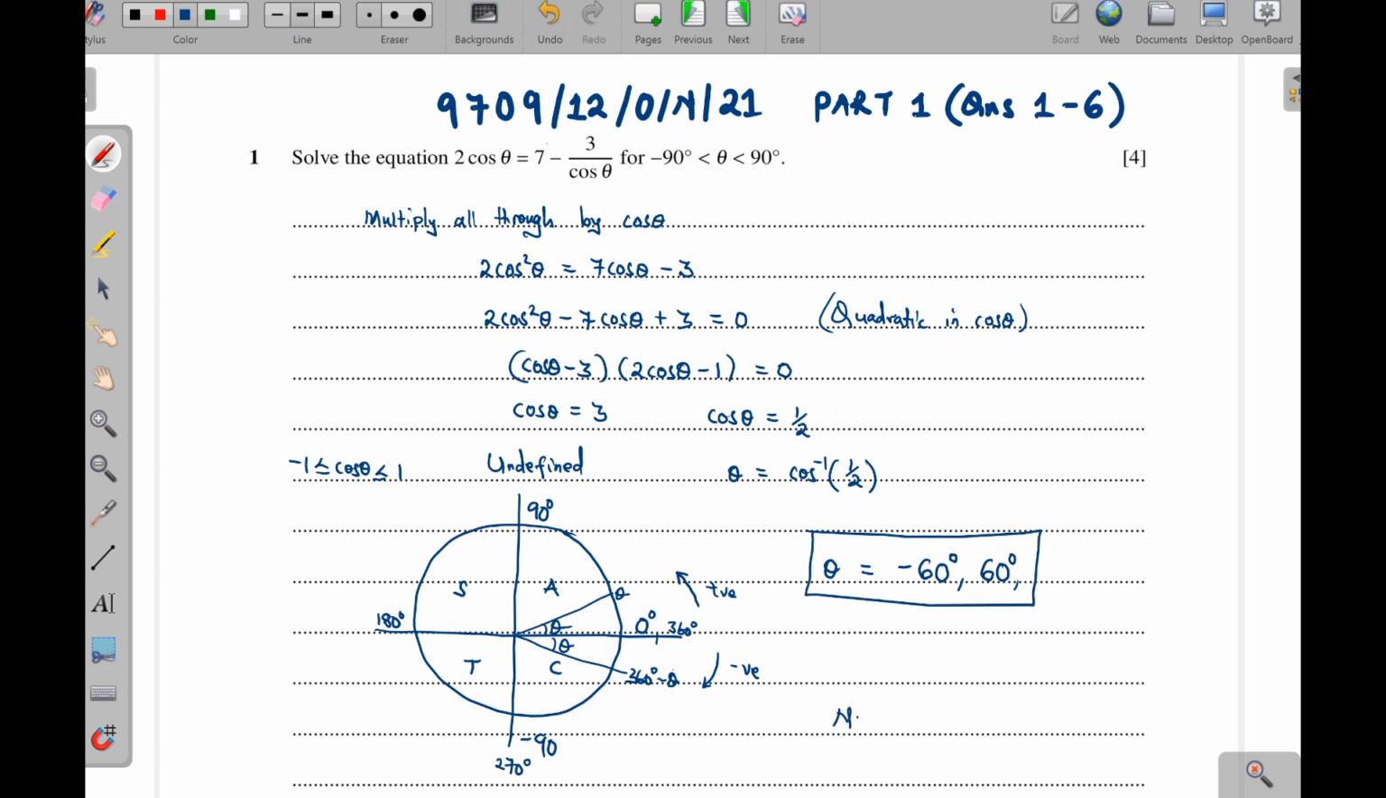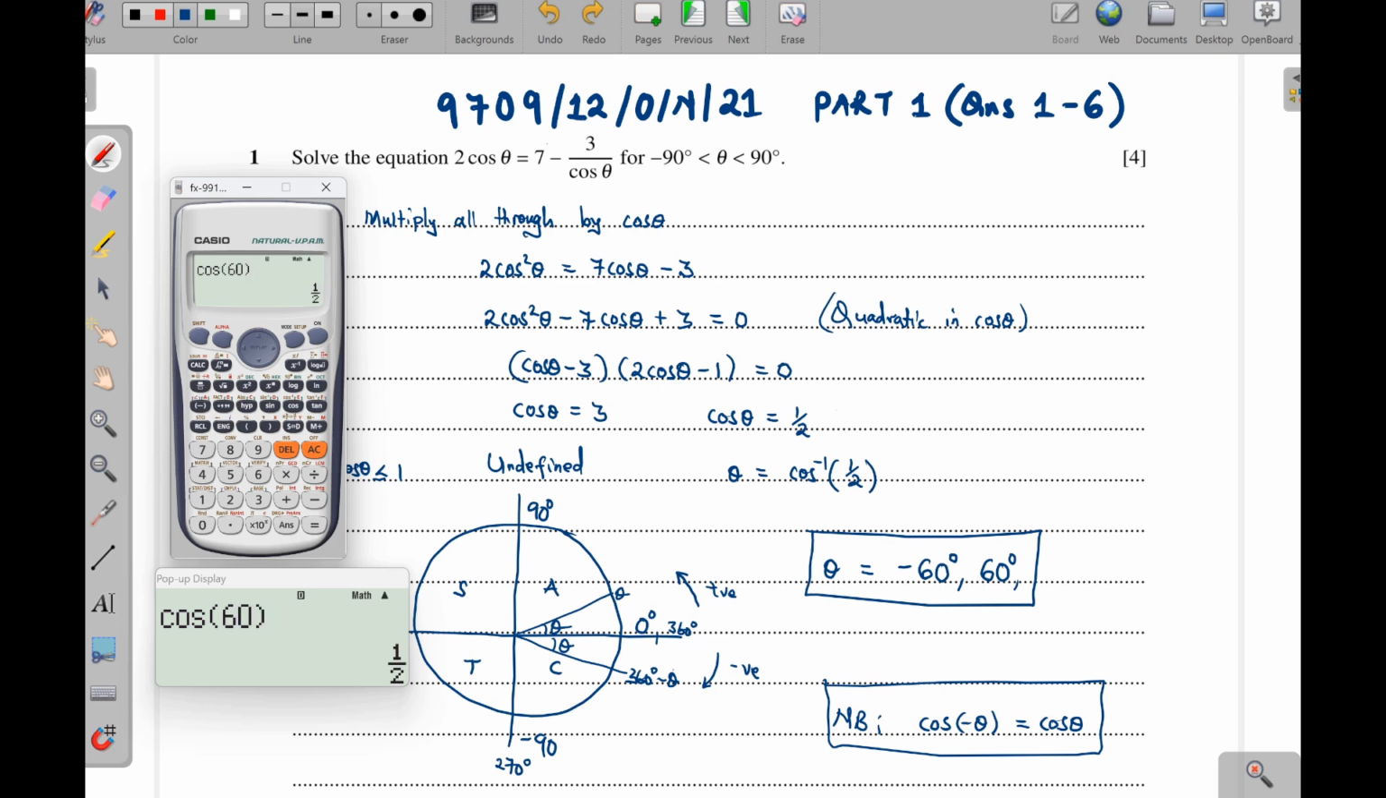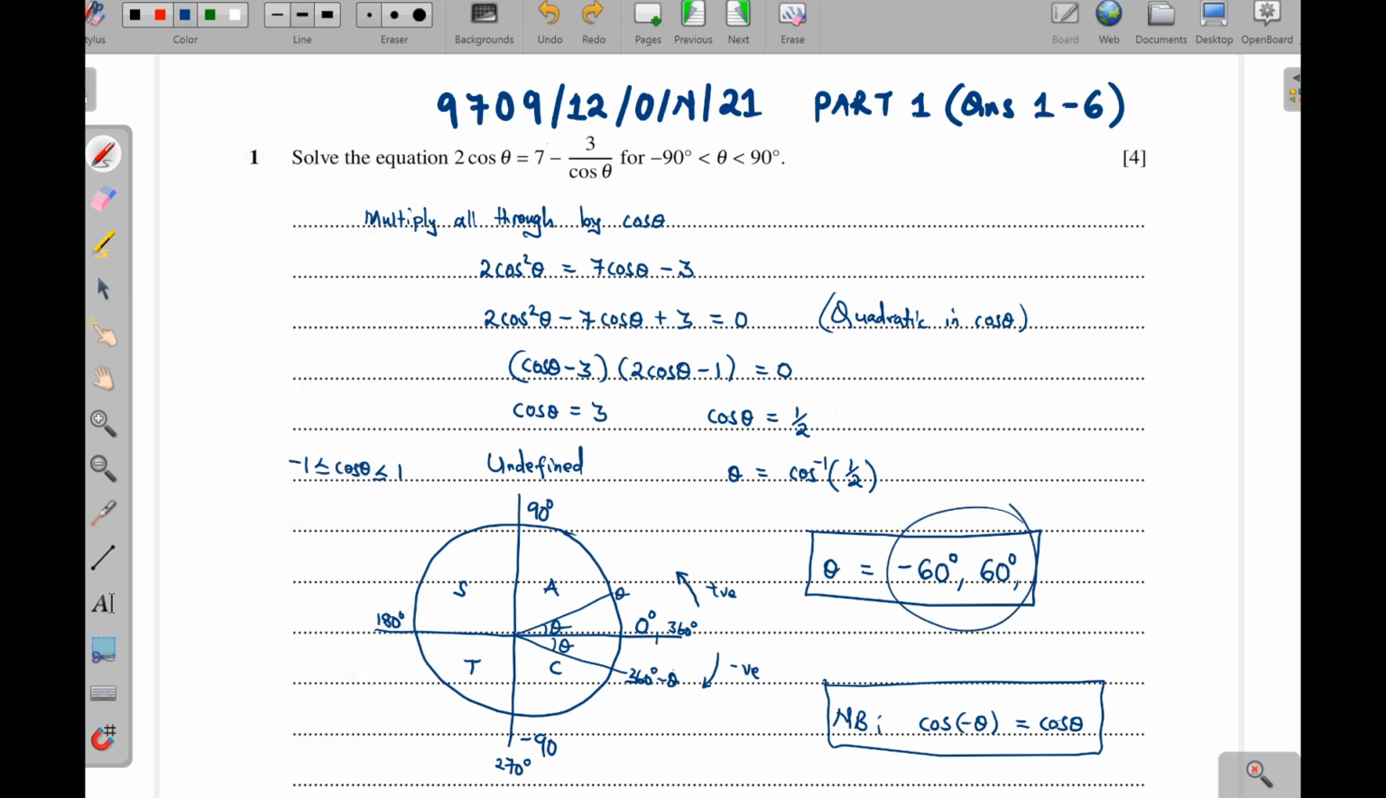And another thing you should also know is that cosine of a negative angle is also equal to cosine of the positive angle. Why is it like that? Because when you go anti-clockwise with that acute angle, you are going to fall into the quadrant where cosine lies. Let's check this out. Cos of 60, what do you get? A half. What is the cosine of negative 60? It is also half. So cos of a negative is equal to cos of the positive. So our two answers are negative 60 and positive 60.